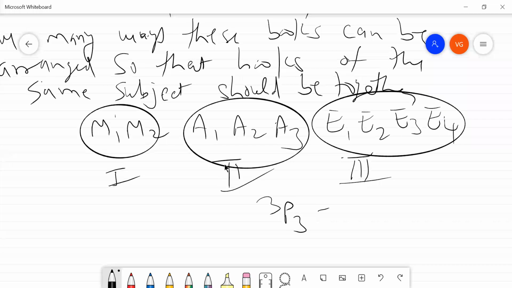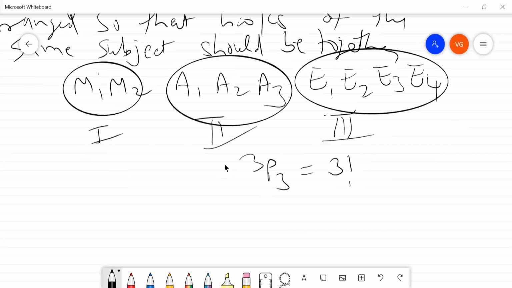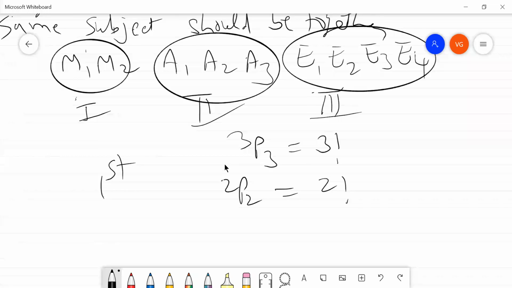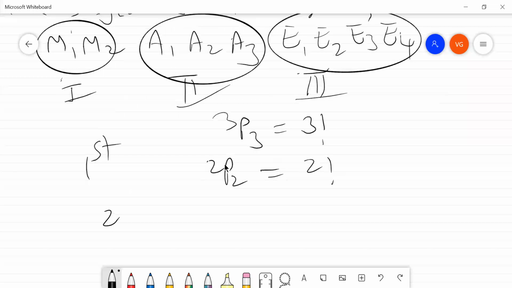3P3 ways. I'm not writing it because there is no time now. So 3 factorial ways. Now these 3 groups can be arranged in 3 factorial ways. Now let us take group wise. In the first group there are 2, so the first group can be arranged in how many ways? 2P2 within themselves, so it is 2 factorial. Second group has 3, so they can be arranged within themselves in 3P3 ways, that is 3 factorial.